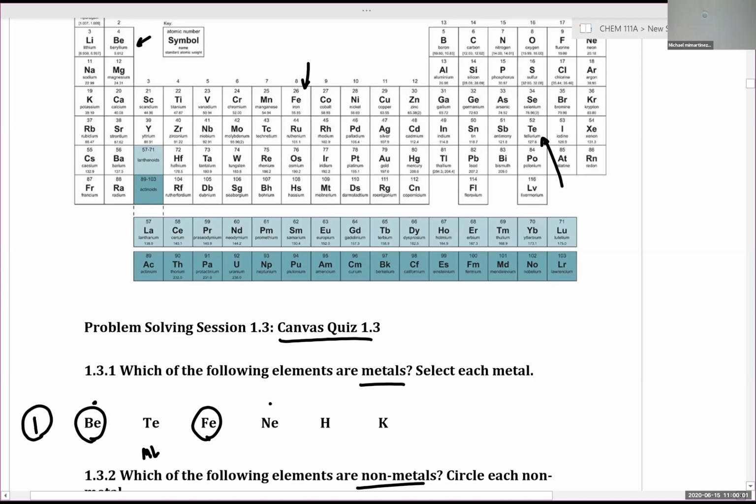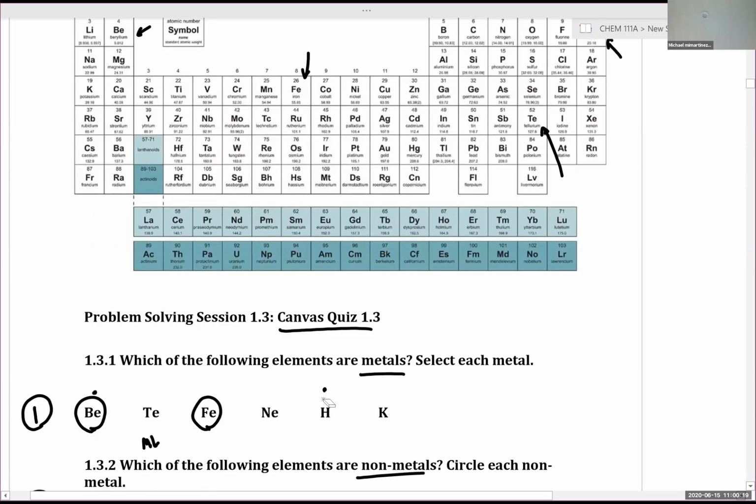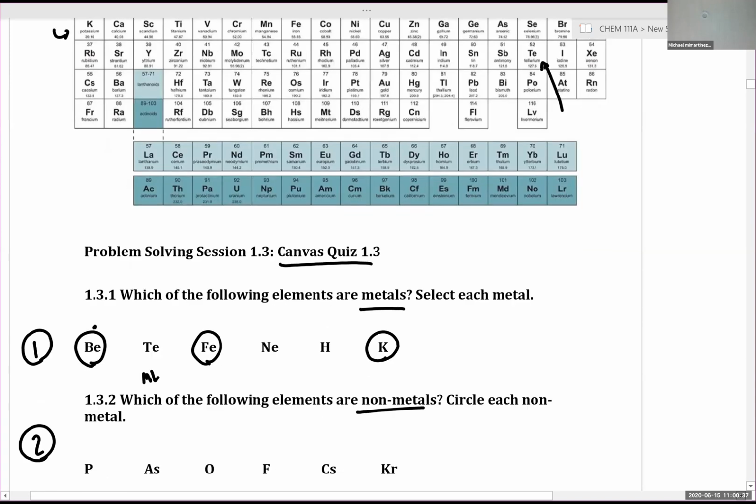Okay, what about neon, which is right here? Is neon a metal? Nope, so we'll leave it blank. And this one's a bit of a trick question. Is hydrogen a metal? No, so you leave it blank. It's a non-metal. Finally, potassium, K. Is potassium a metal? Yep, so we'll circle it. Perfect.